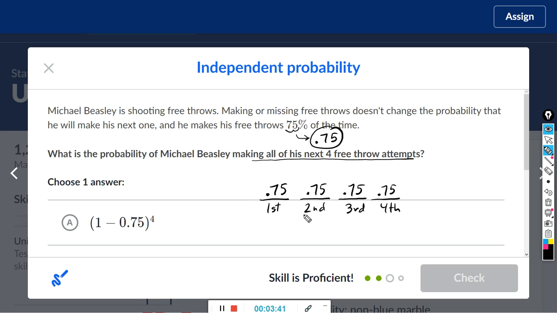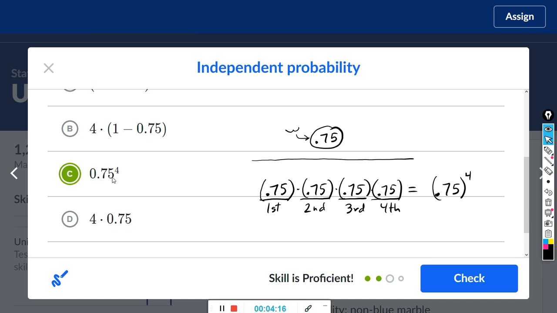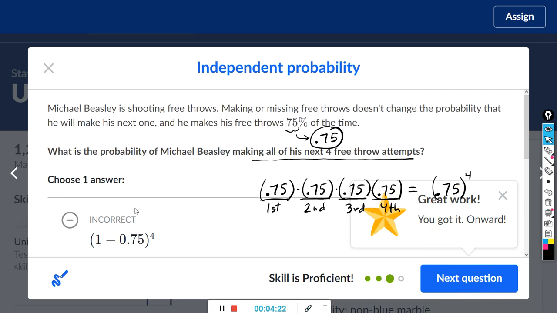So remember, for independent events, you just multiply the probabilities. So these 0.75s are just going to be multiplied by each other. So if you multiply 0.75 4 times, that's the same as 0.75 to the 4th power, because you're multiplying them 4 times. So this should be one of the options. And there it is, answer C. It says choose one answer, so just choose the one correct answer.